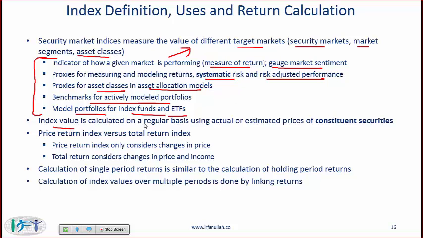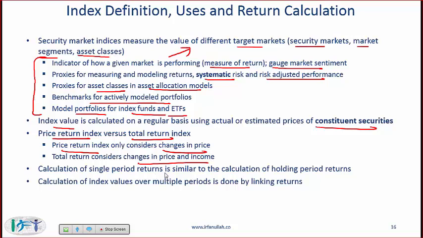Index value is calculated on a regular basis using actual or estimated prices of constituent securities. In the S&P 500, we have 500 stocks, which are the constituent securities. For an index, we can either calculate the price return or the total return. Price return index only considers changes in price. Total return considers changes in price and income.